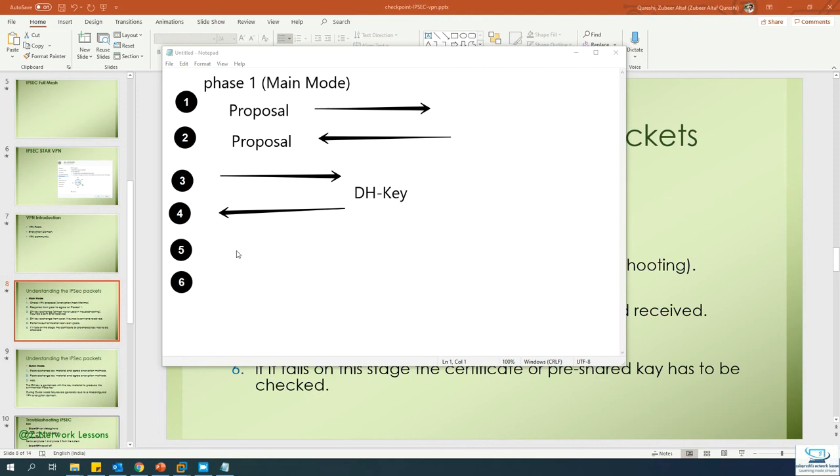And the 5th one is for the authentication key. So the authentication key is exchanged here. Both sides will exchange the authentication key. So any misconfiguration with the key will result in failure in packets 5 to 6. Okay, so that is phase 1.